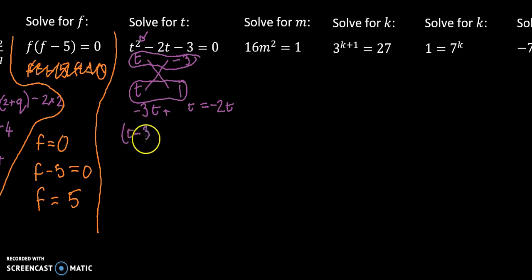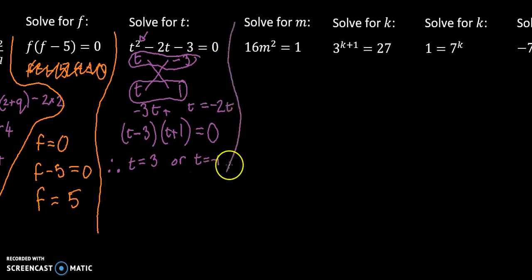t minus 3 and t plus 1, what are they equal to? 0. So therefore, well, t minus 3 will equal 0, so t must be 3, or t must be negative 1. Not too bad.